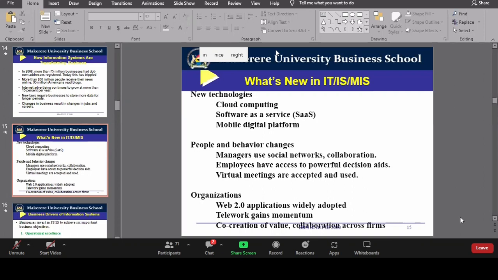Look at managers in their social networks. Some of you that work have noted that it is very rare to go to an organization that doesn't have a WhatsApp group, either departmental or organization-wide. Why? We are looking at the new trends of communication that are helping different organizations work seamlessly. Employees have access to powerful decision aids.